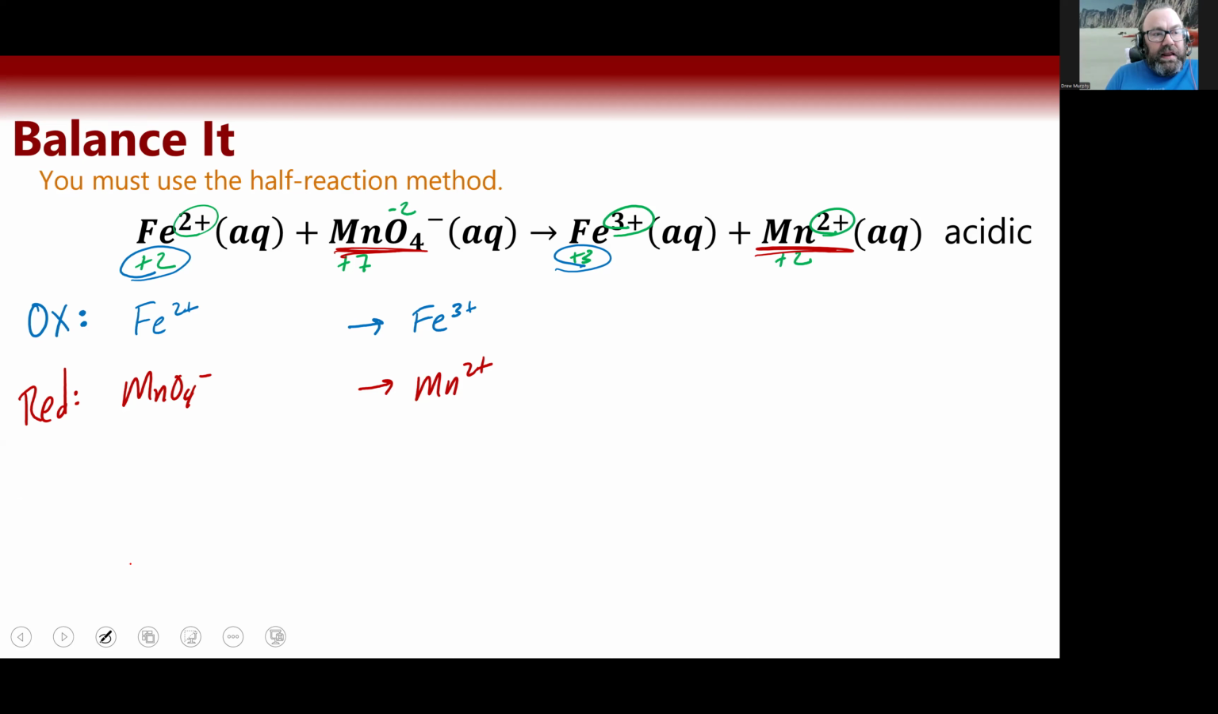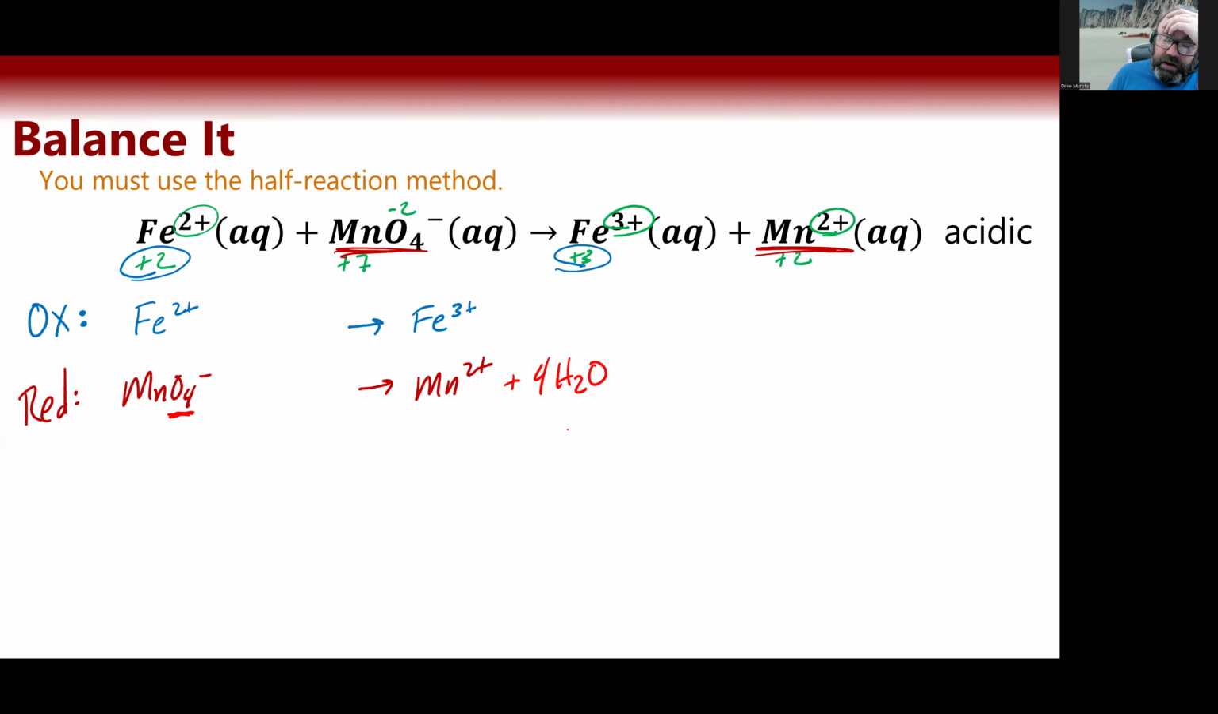Balance any oxygen by adding water. Okay, so we have four oxygens here. So that means we need four waters. Nope, it means we need two waters. Two waters on this side. No, it's still four waters. Anyway, four waters to balance the oxygens.